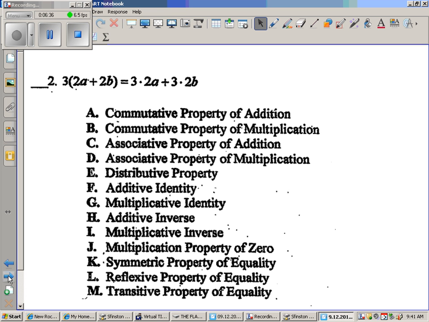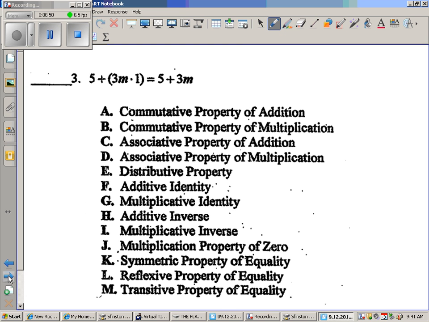All right, let's try the next one. How about something like that? What are we thinking? Definitely distributive property. Very nice. Let's keep going. How about this guy? I'm thinking it's the multiplicative identity, because anything times 1 is itself.